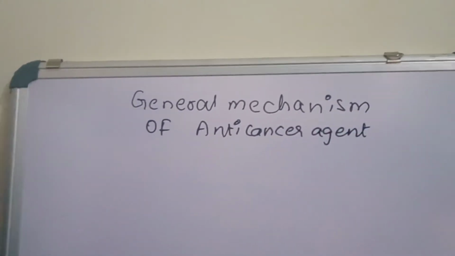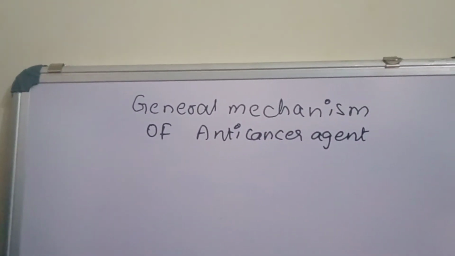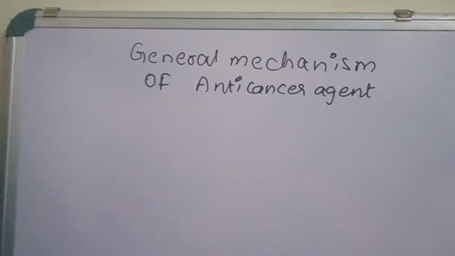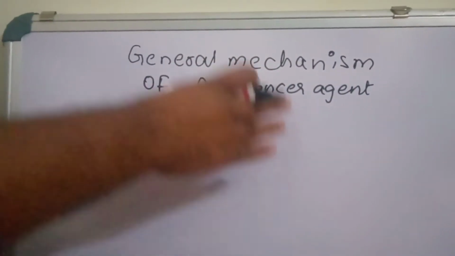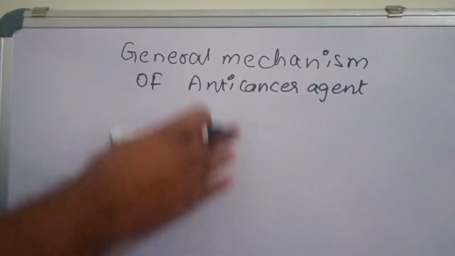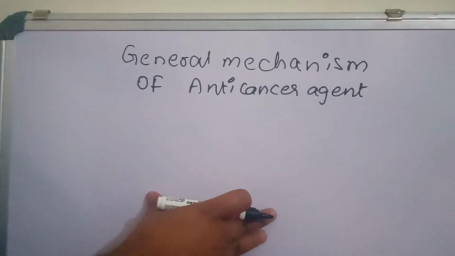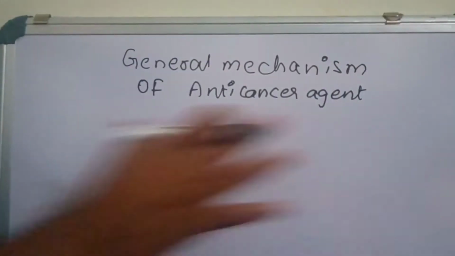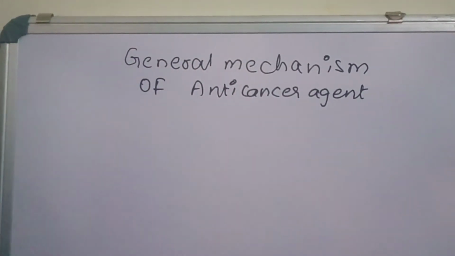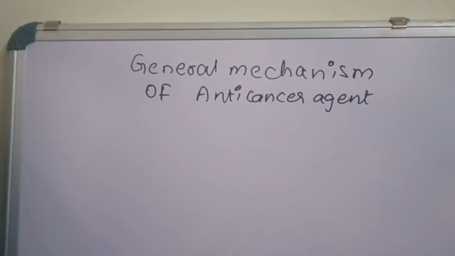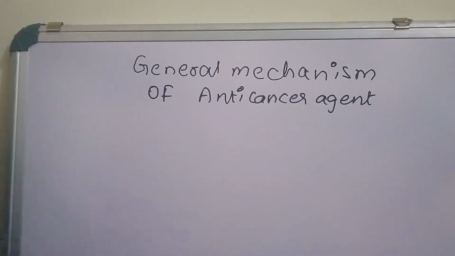In my previous video, I gave you information regarding what anti-cancer agents are and the classification of anti-cancer agents. Now, how do anti-cancer agents act? I will give the general mechanism in this video, as well as the mechanism of alkylating agents. Two things I am going to cover: the general mechanism of anti-cancer agents overall, and the individual mechanism, that is how an alkylating agent actually acts. Now let us see the general mechanism.